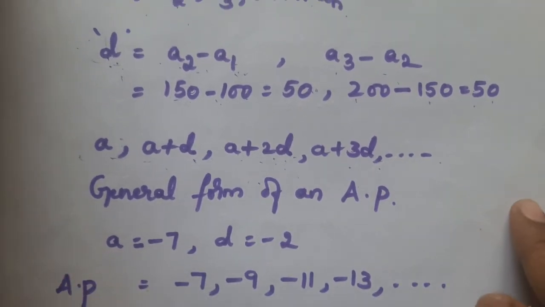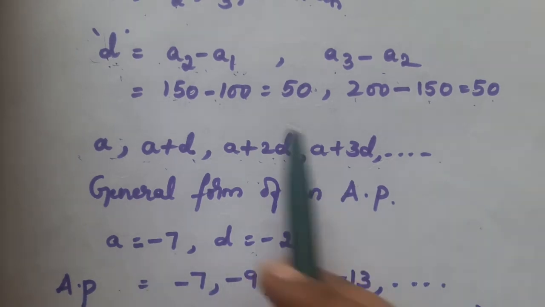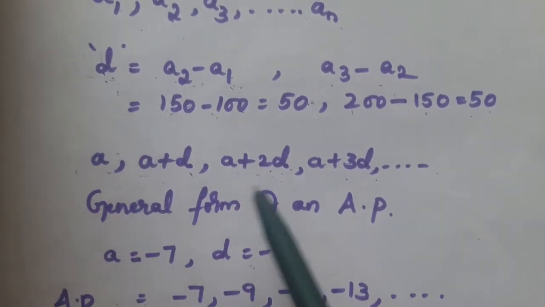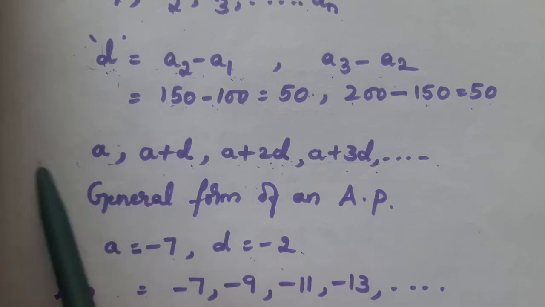Now, suppose they have given A as minus 7 and D as minus 2, and you have to find out the AP, that is the arithmetic progression. Just now we saw how to find it. This is the general form of an AP. Using this we can find it out.